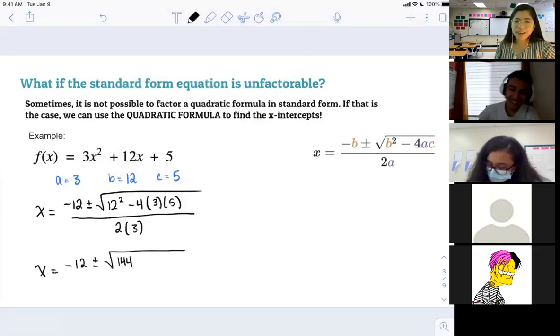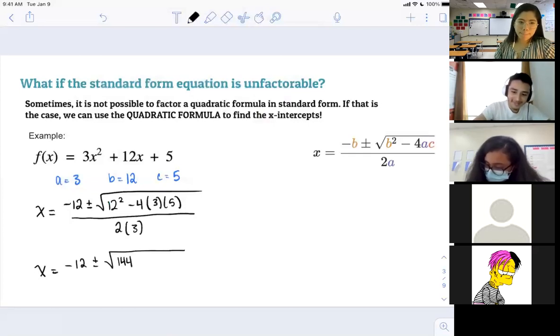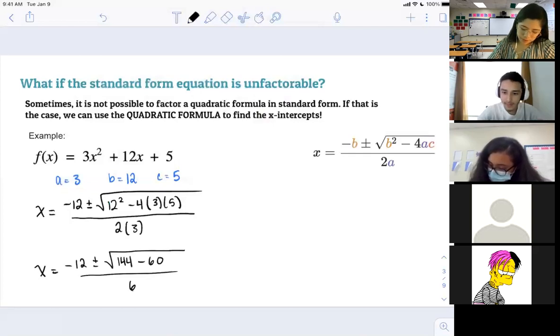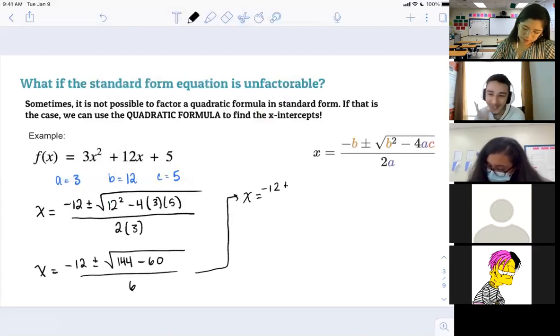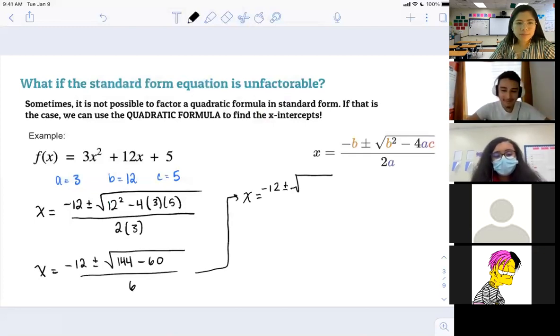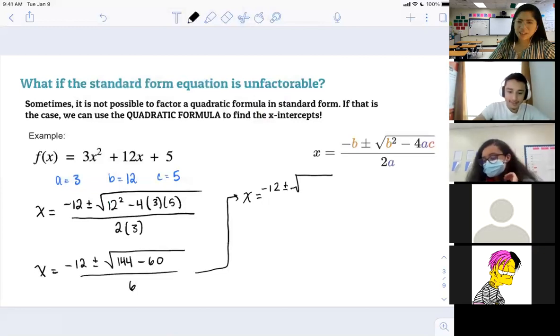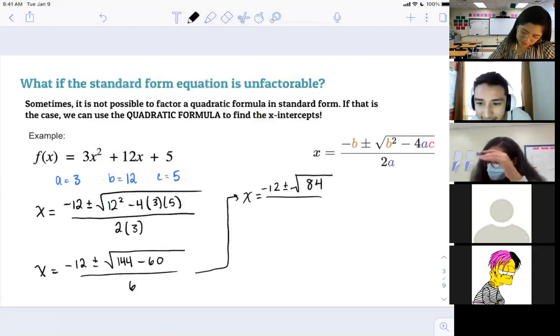All right, now let's multiply negative 4 times 3. Negative 4 times 3 is negative 12, and then negative 12 times 5 is negative 60. 2 times 3 is 6. All right, continuing on. I got x equals negative 12 plus or minus the square root. What's 144 minus 60? 84. Okay, 84, all over 6.